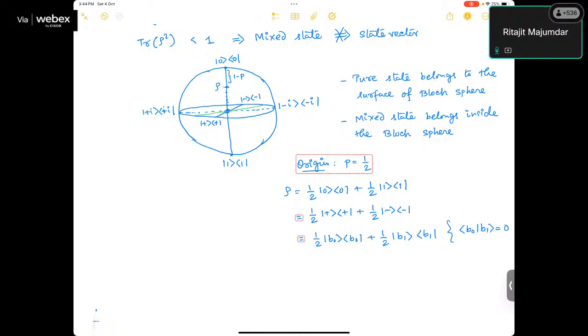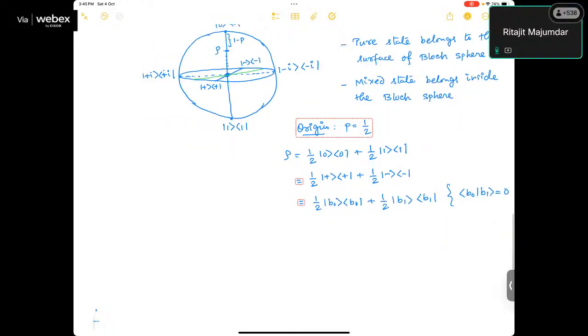So first thing is that it is not giving me any information. It is also not telling me whether it is prepared via 0, 1. Is it coming through plus, minus? Is it coming through some other basis? There are infinitely many bases that you could have selected. And all of them, when you start increasing p and take it to half, will reach the origin. And here, if you do the maths a bit, just break this down and add, you will see this state can be written as identity by 2. This is called a maximally mixed state.